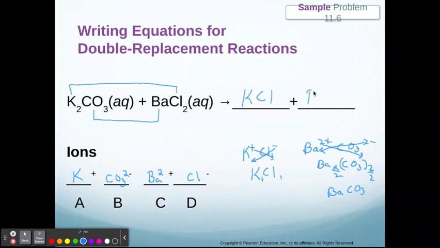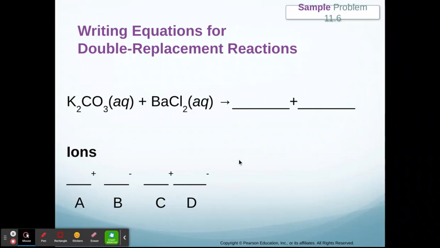And we write that here, BaCO3. And that's it. That's as simple as it gets. And then we go ahead and balance it, and we plug in our numbers that we needed, a 2. And with that 2, that's all we have to do to balance it. We have 2 Ks on the left, 2 Ks on the right, 1 carbonate on the left, 1 carbonate on the right, 1 barium on the right, 1 barium on the left, 2 chlorines on the left, 2 chlorines on the right. Remember, this 2 goes to K and Cl. All right.